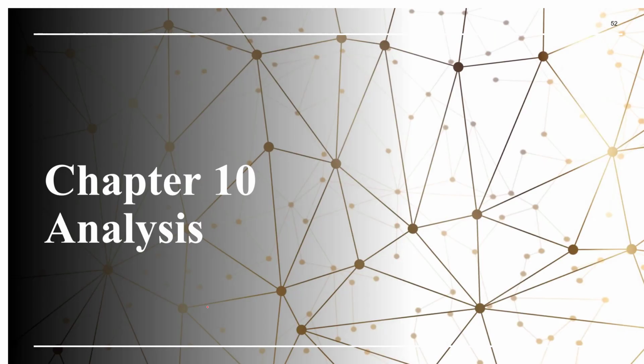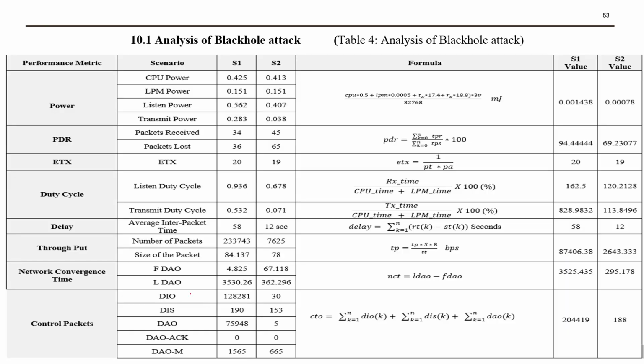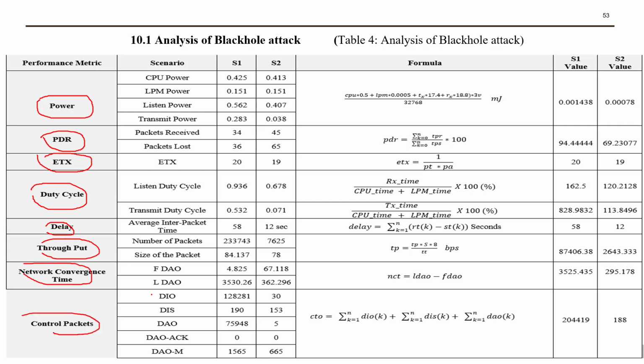Now I'm going for the analysis part. The analysis is a very important one. Now I'm going for the black hole attack. The parameters we analyzed are: the first one is power consumption, PDR (packet delivery ratio), ETX (expected transmission count), then duty cycle, delay, throughput, network convergence time, and control packets. The control packets are DIO, DIS, DAO, and DAO acknowledge. You must know what DIO stands for. Maybe the examiner will ask a question.